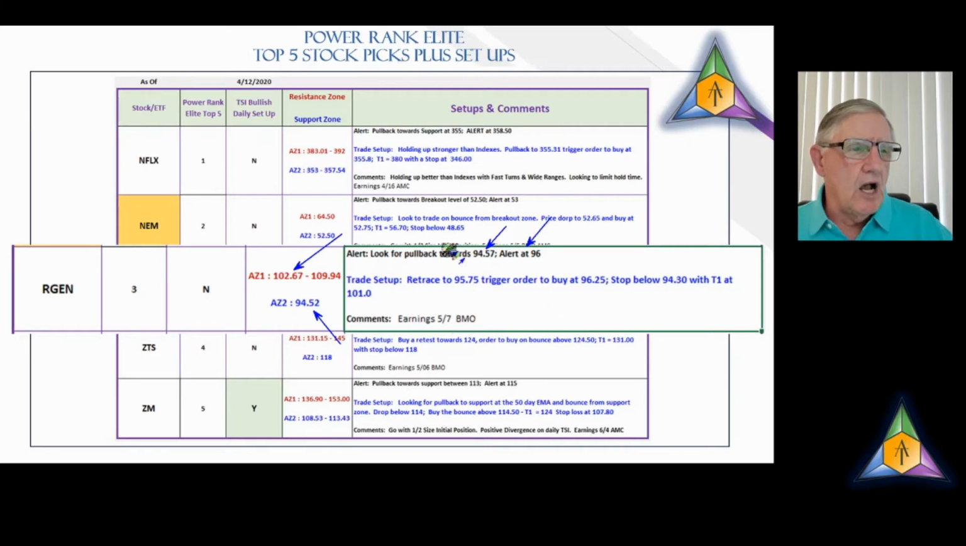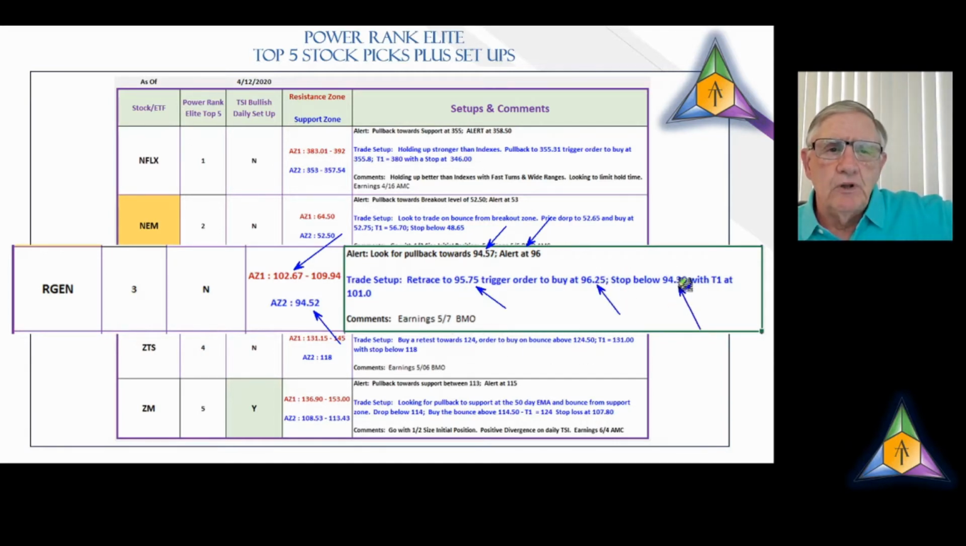And this trade setup is basically the important part of the autopilot portion of this trade. I'm expecting a retrace. If it retraces back towards 95.75, trigger an order at 96.25.